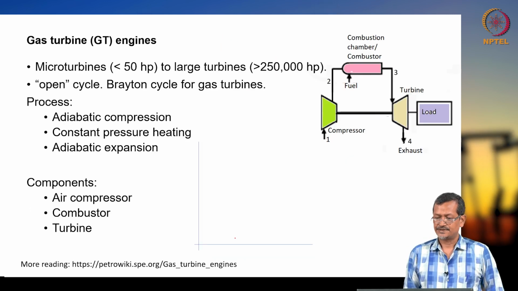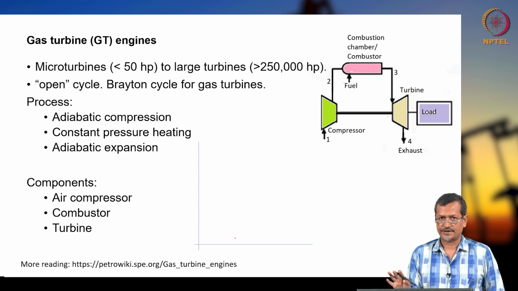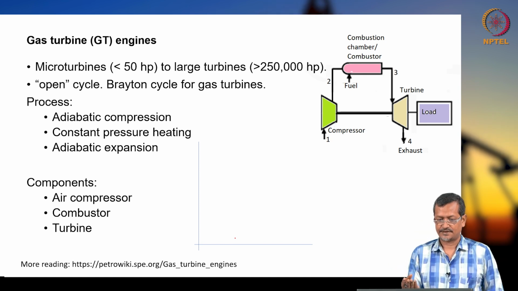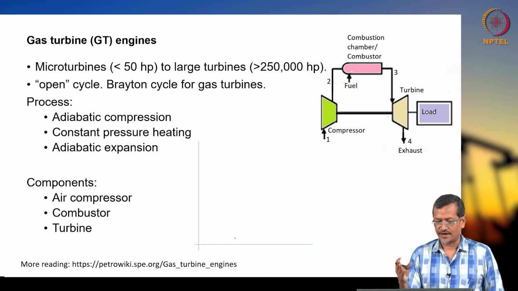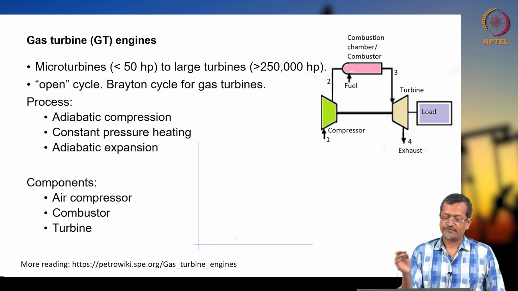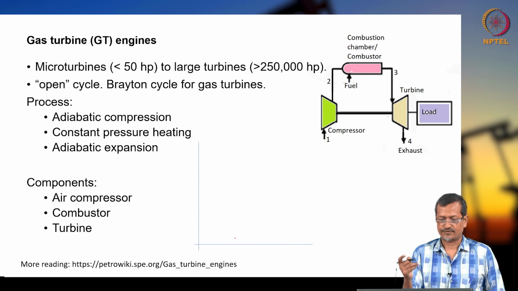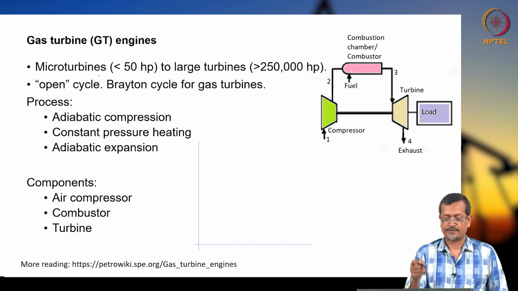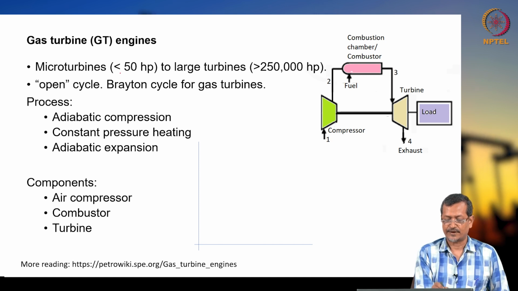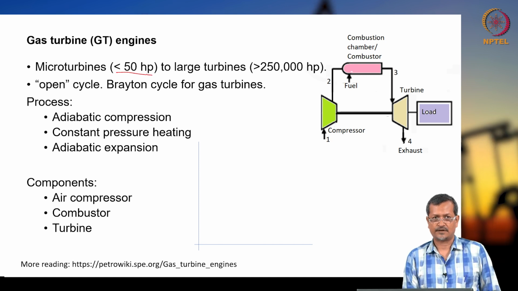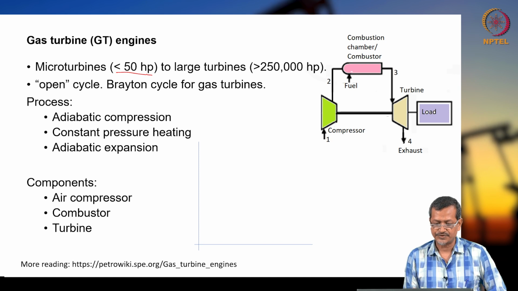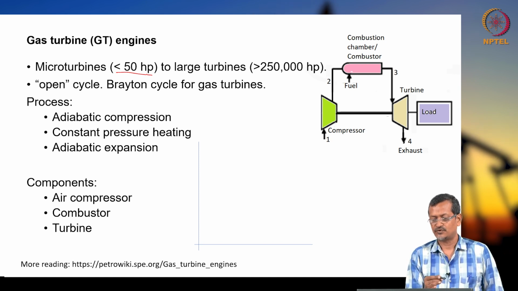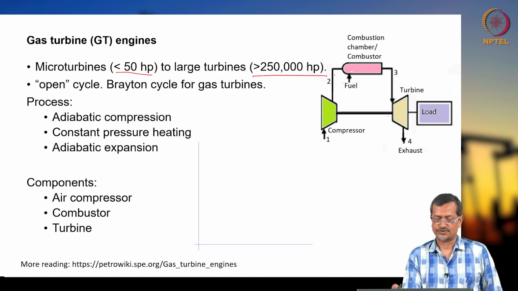Gas turbine. So, gas turbine means it is also an internal combustion engine, but it does not have any reciprocating piston, crank or connecting rod, and there are different sizes of gas turbines available. One is the micro turbine. Micro does not mean millimeter or micrometer. It is a micro turbine if it produces less than 50 horsepower, and it can range from less than 50 to large turbines for industrial applications.